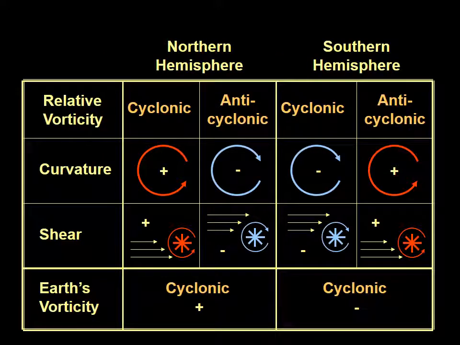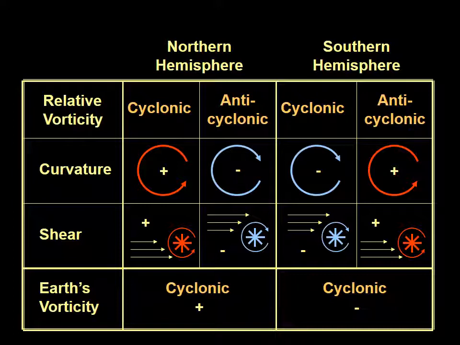I know this hurts your head thinking about this. So I've drawn a little diagram, or little table, that shows you what's cyclonic and what's anticyclonic in the northern and southern hemispheres. And then also at the bottom, Earth's vorticity by definition is positive in the northern hemisphere, which is cyclonic, and in the southern hemisphere it's negative, but of course it's always cyclonic because it's the direction the Earth is rotating in that hemisphere.